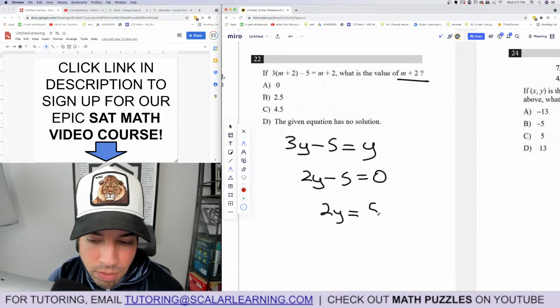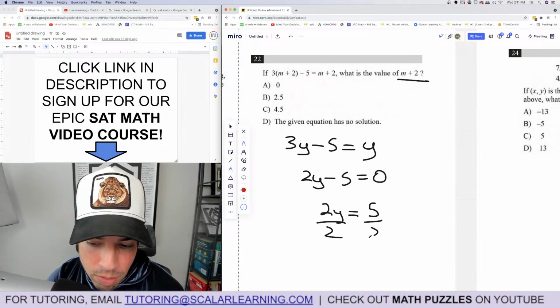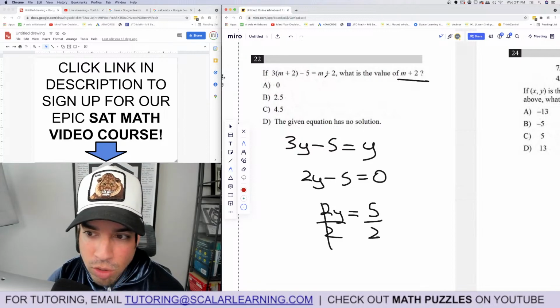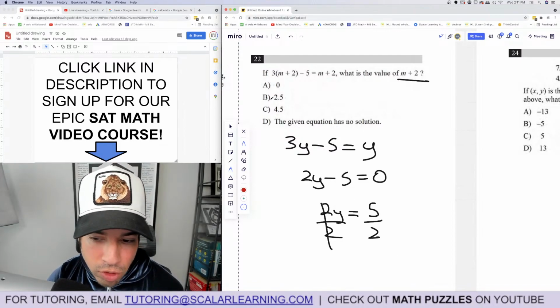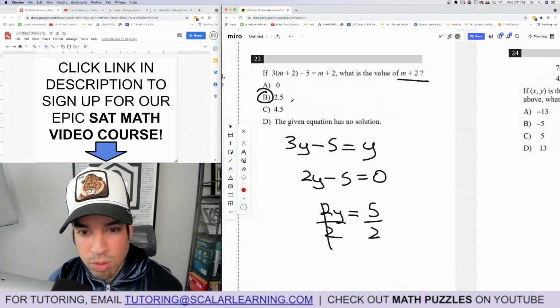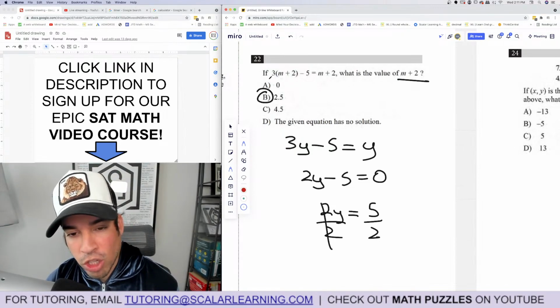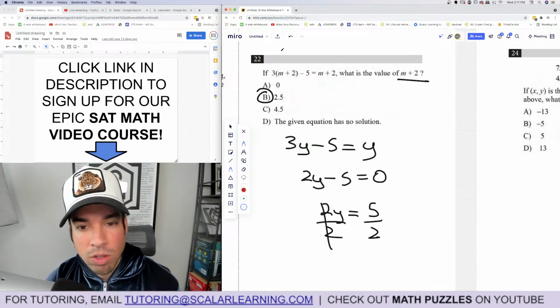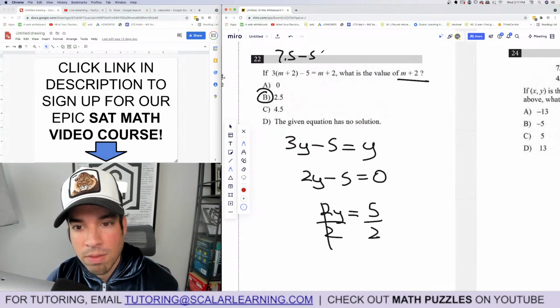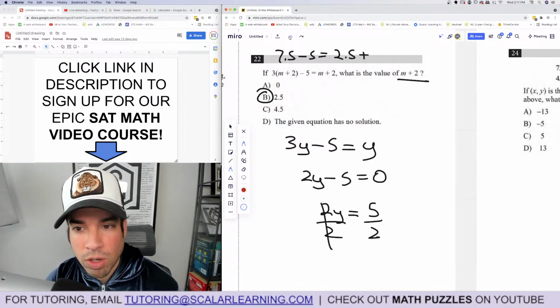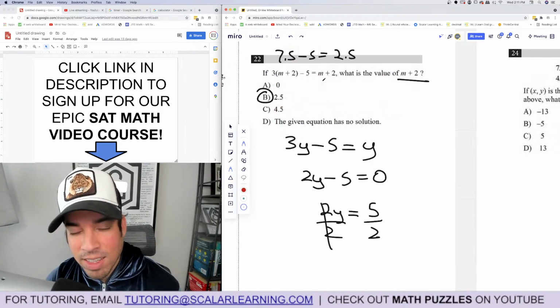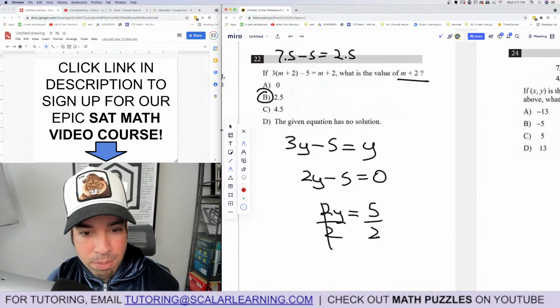2y equals 5, divided by 2. And you remember I said y is m plus 2. So y is 5 over 2, which is the same as 2.5. Boom, done. Now I'm going to double check. I'll replace m plus 2 with 2.5. 3 times 2.5 is 7.5 minus 5 equals 2.5. Because the m plus 2 is 2.5. 7.5 minus 5 is 2.5. Boom, done.